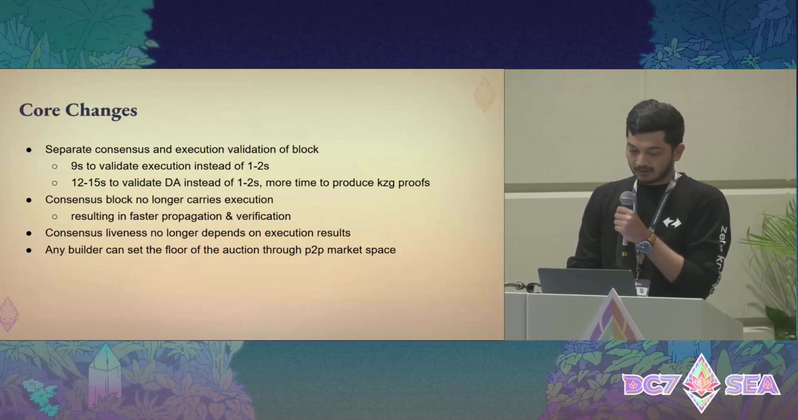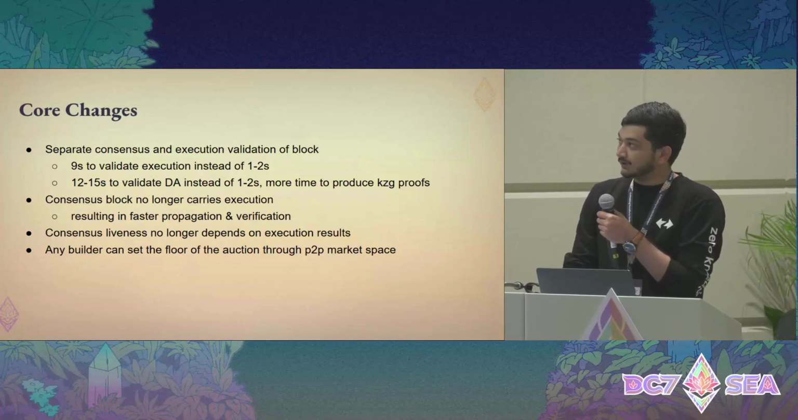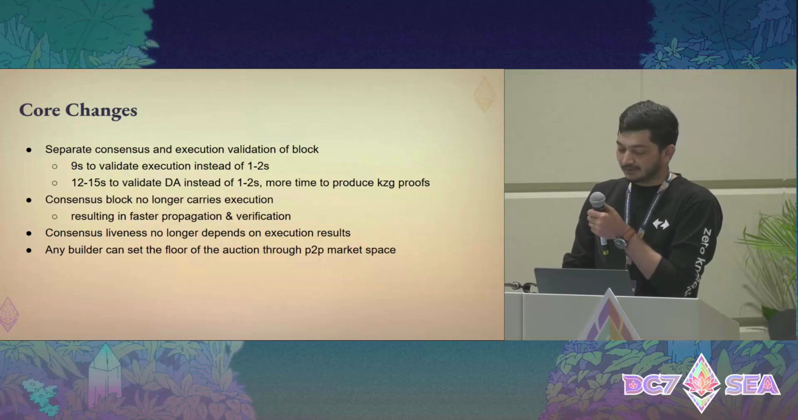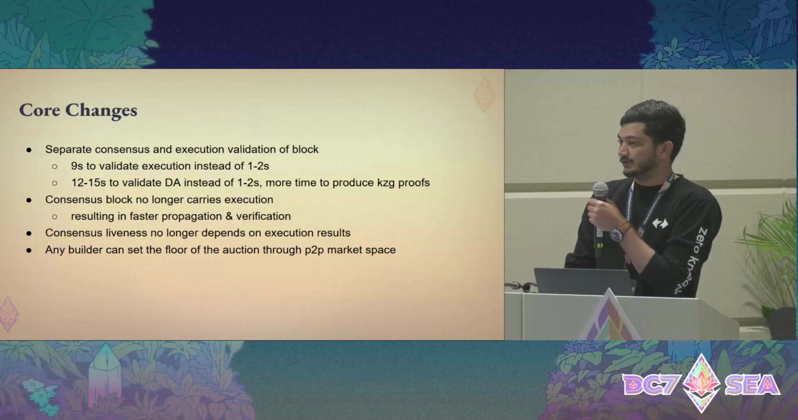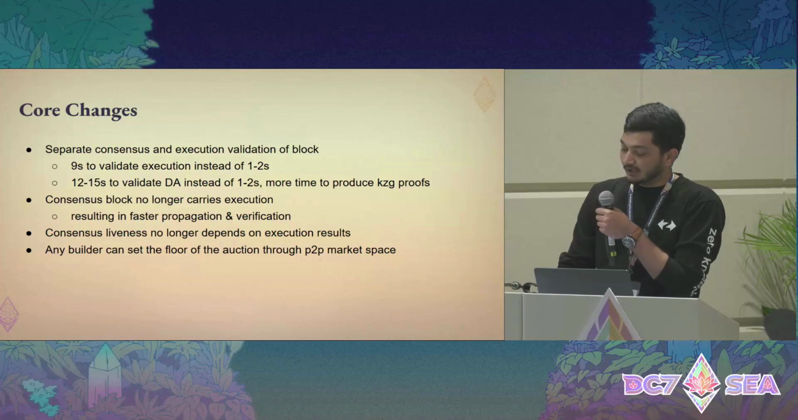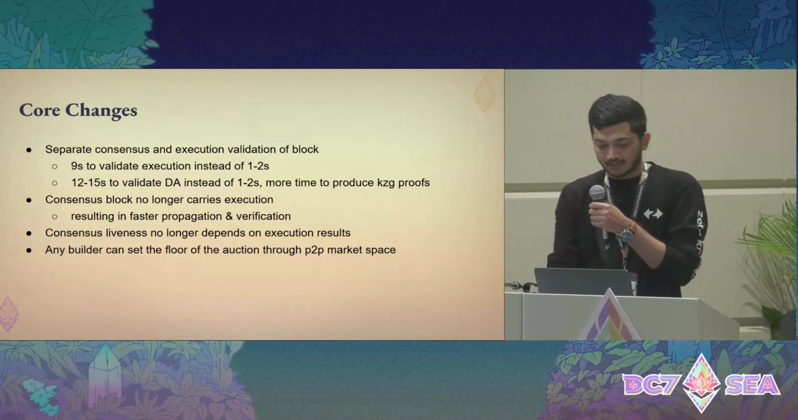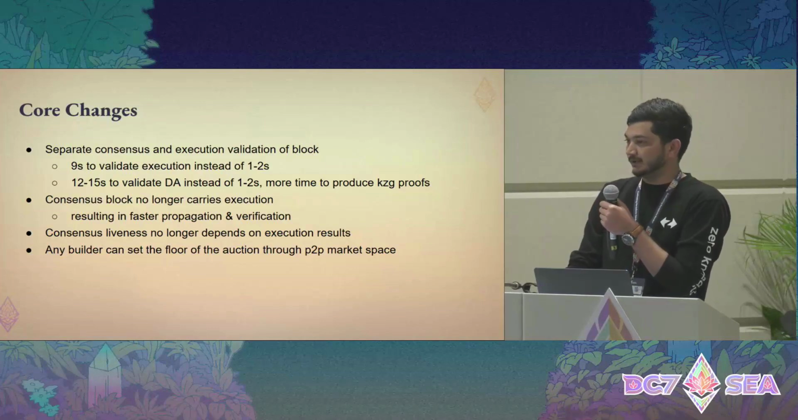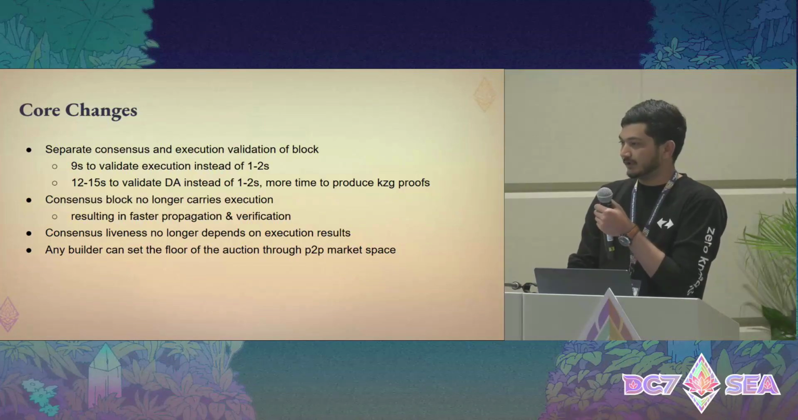Since the consensus block no longer carries execution, this also results in faster network propagation and verification. This also ensures that consensus liveness no longer depends on the execution results or the finality of the execution block. One last point is that any builder can set the floor for the auction through the P2P marketplace. This remains unchanged. This is what happens right now, except it is done on an off-protocol relay network.